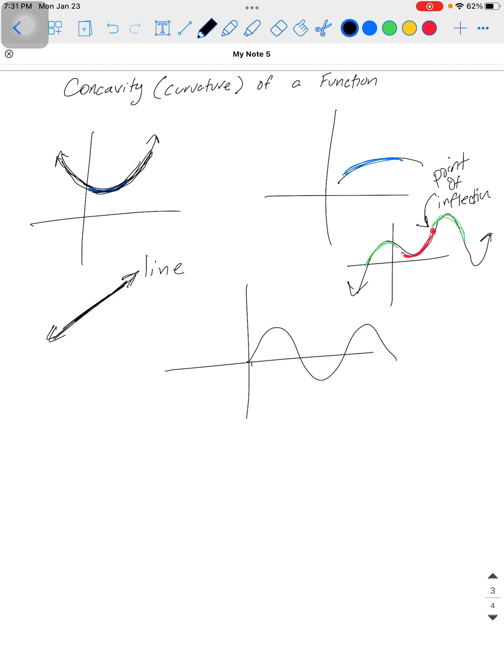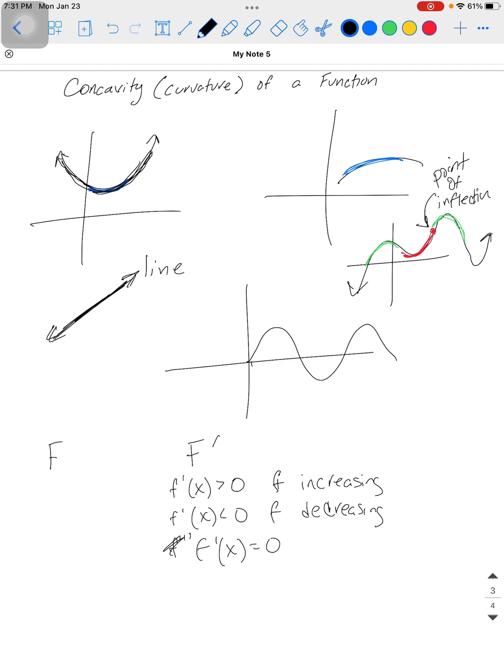So just a quick recap of f and f prime. When you're analyzing the function f, remember that if f prime is positive, we say that f is increasing. And if f prime is negative, we say f is decreasing. And if f prime is 0, check out my last video, but you have a potential max, min, or neither. There was some criteria for all of those.